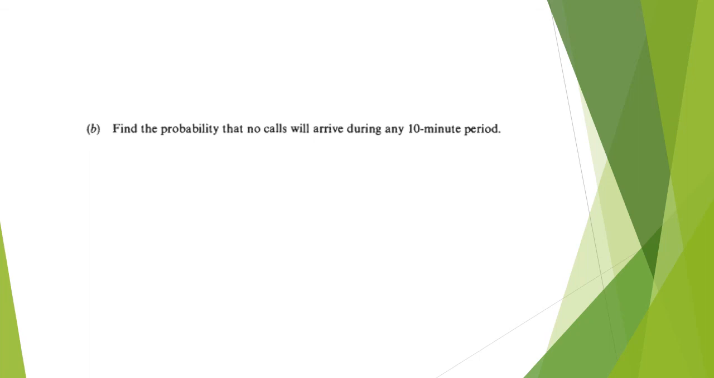Second part of the question is find the probability that no calls will arrive during any minute. So we have to find the probability of no calls, x is equal to 0. Directly we can find it, substitute x is equal to 0 in the expression of Poisson distribution. So f of 0 is e raised to minus lambda, lambda raised to 0 divided by 0 factorial. Lambda raised to 0 will be 1, 0 factorial is 1, so e raised to minus lambda only, so e raised to minus 2, 0.135.